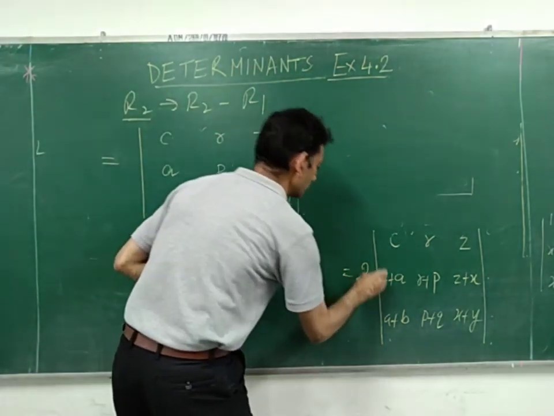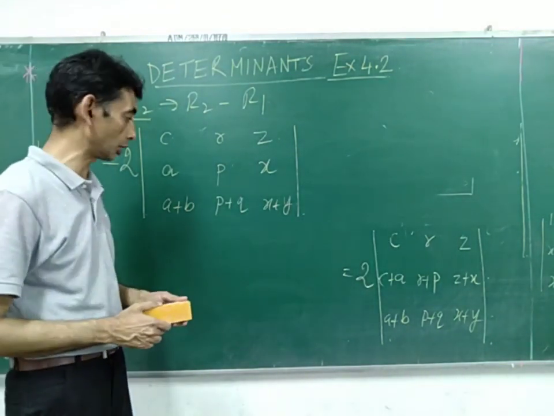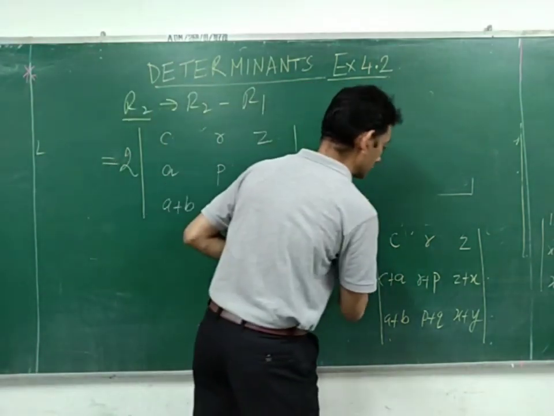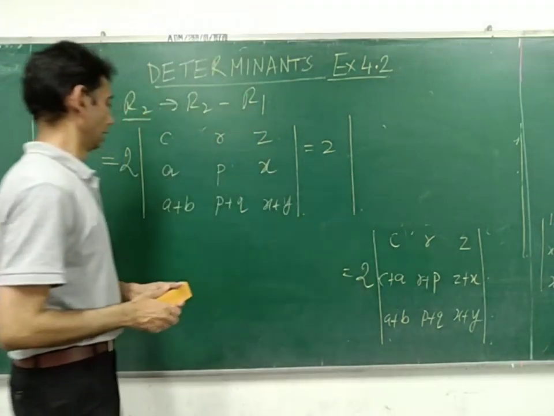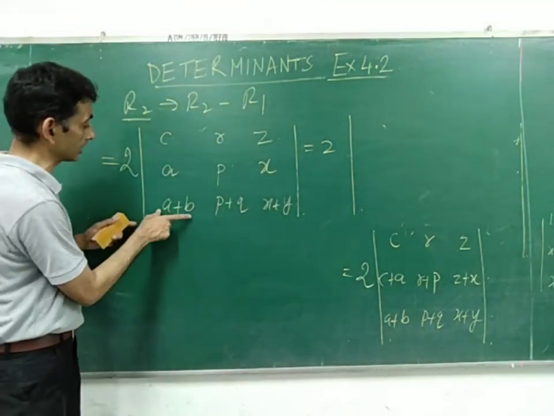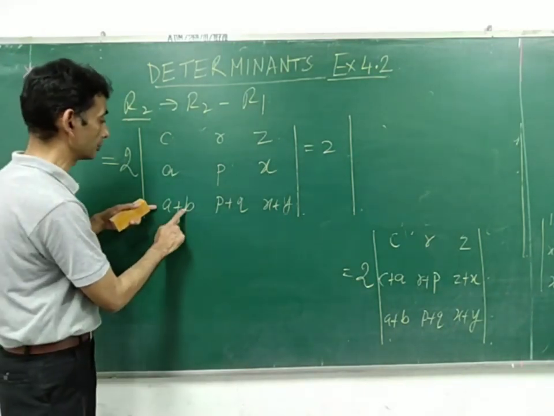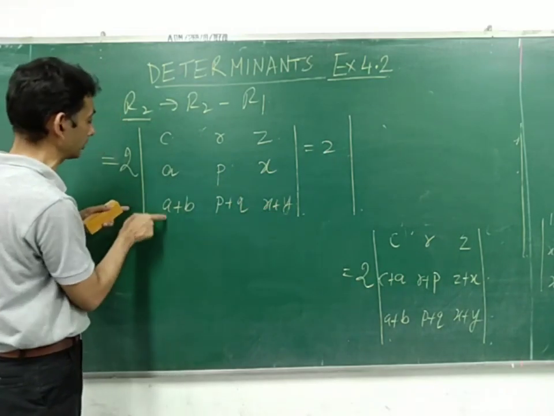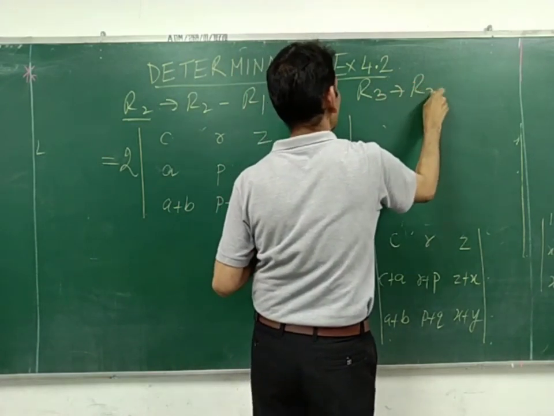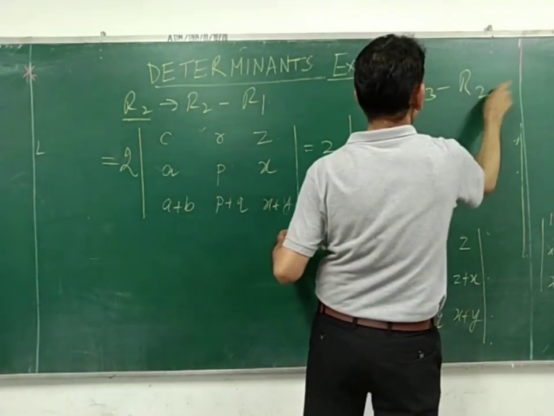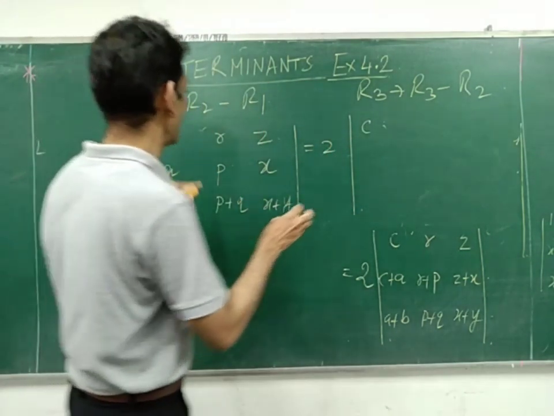So here there was a 2, we took out that 2, so here 2 will be there. Initially there was 2, we took 2 common, so we continue writing with 2. Next. 2 is there. So now how will you compare? You will just try to change this row, that is A plus B, P plus Q, X plus Z. So you can compare R2. So we'll use this R3 minus R2.